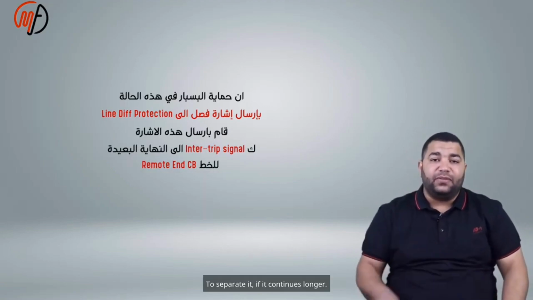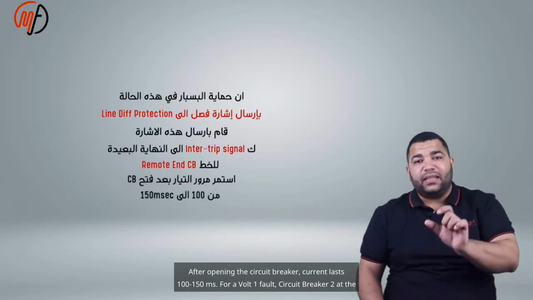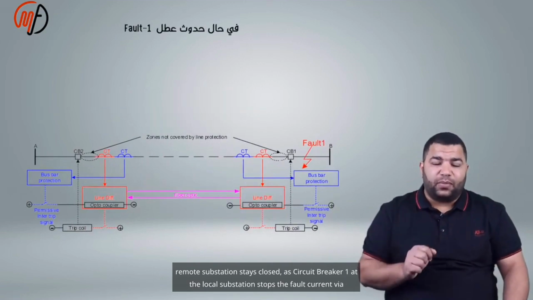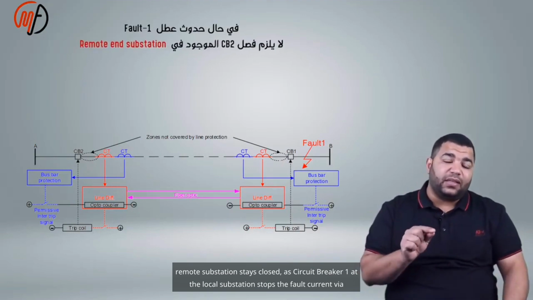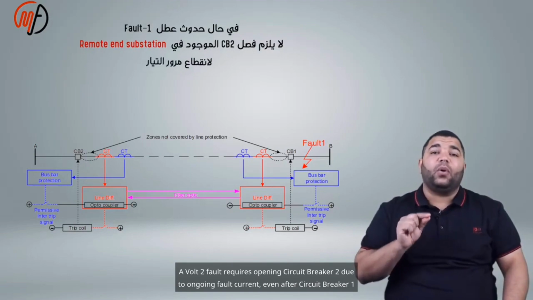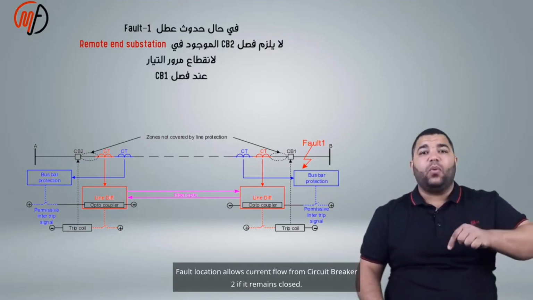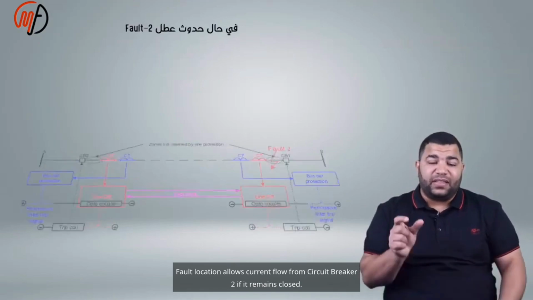If the current continues after opening the circuit breaker, it lasts 100 to 150 ms. For a volt 1 fault, circuit breaker 2 at the remote substation stays closed, as circuit breaker 1 at the local substation stops the fault current via bus bar protection. A volt 2 fault requires opening circuit breaker 2 due to ongoing fault current, even after circuit breaker 1 opens. Fault location allows current flow from circuit breaker 2 if it remains closed.